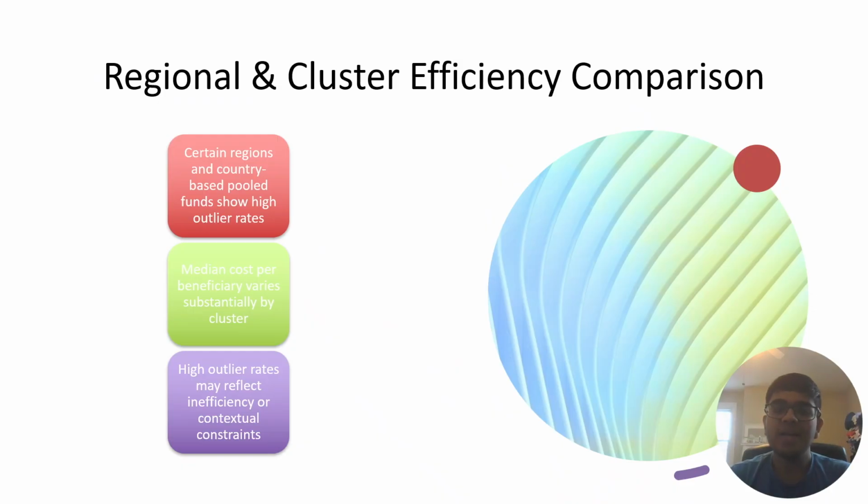Next, we look at efficiency across regions and country-based pooled funds. Some regions consistently show higher outlier rates. Median cost per beneficiary also varies meaningfully by cluster. Importantly, high outlier rates may reflect inefficiency, or they may reflect conflict intensity, access constraints, or fragile infrastructure.